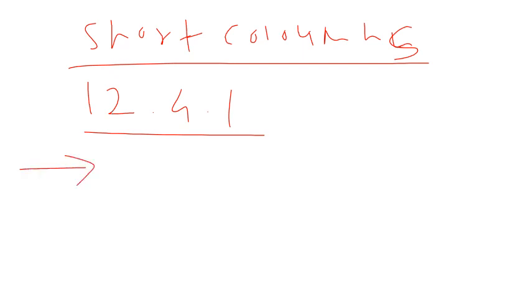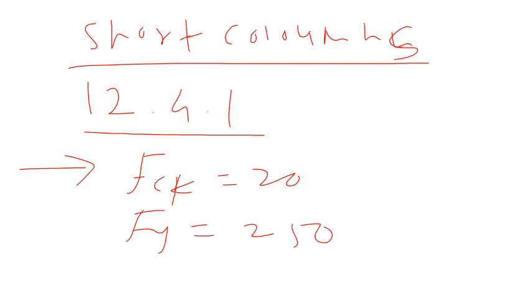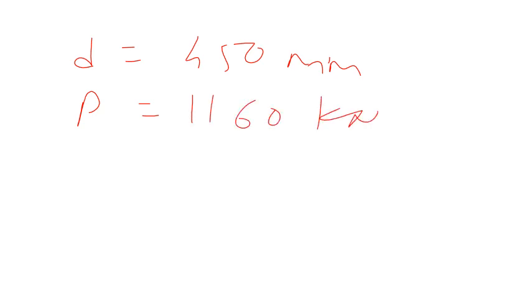So, write down the given: fck as usual is 20 Newton per millimeter square, fy will be equal to 250 Newton per millimeter square, B width is given as 400 mm, then D is given as 450 mm, and the load to be carried, axial load particularly, 1160 kilonewton. So let's try to solve this.